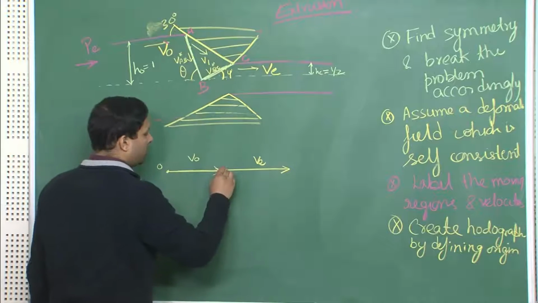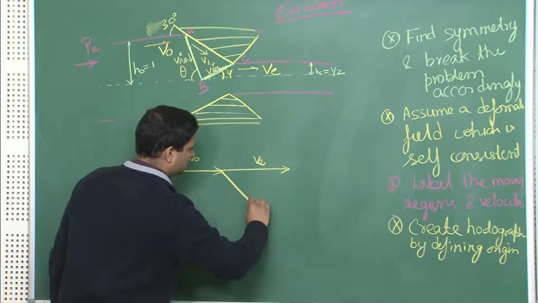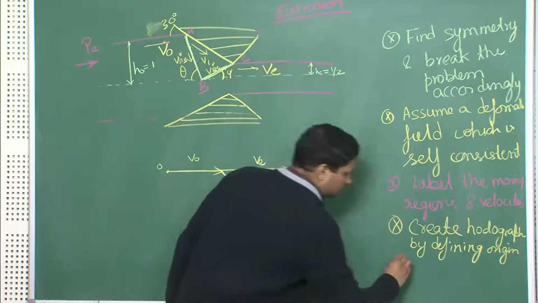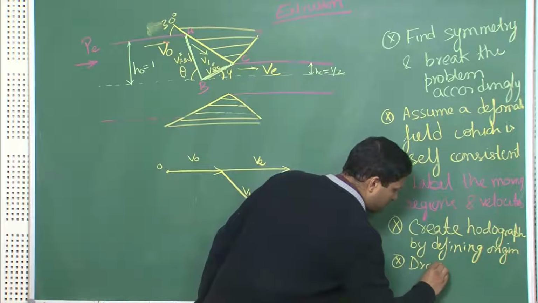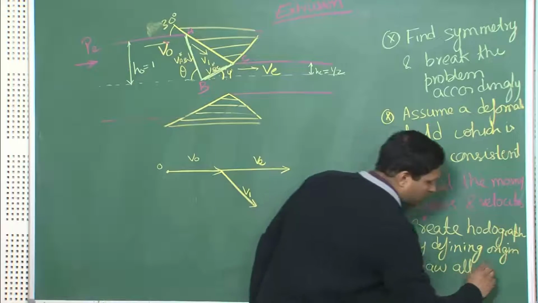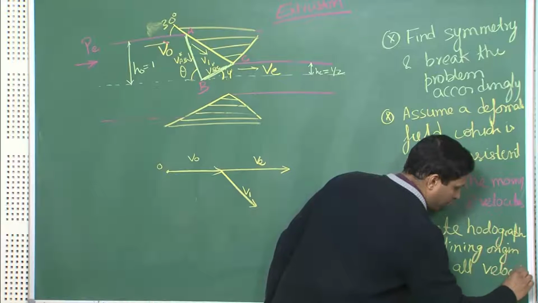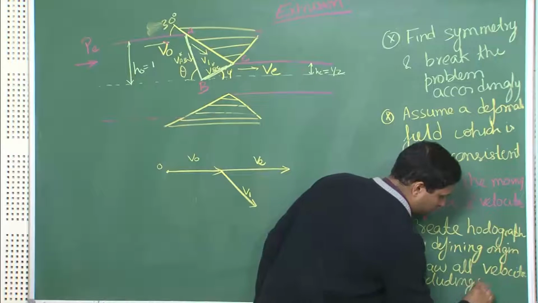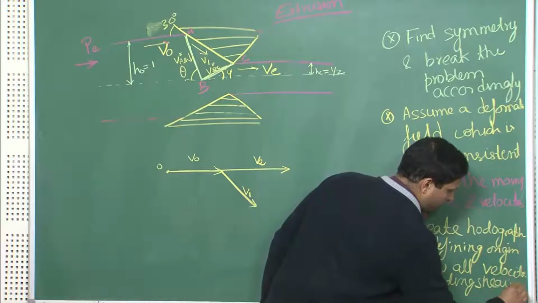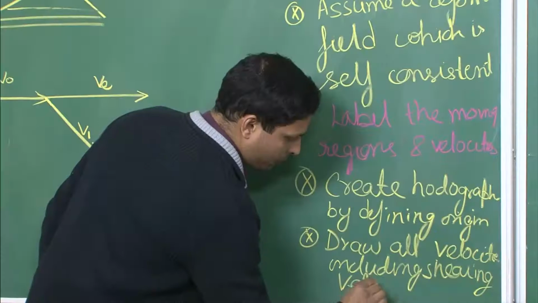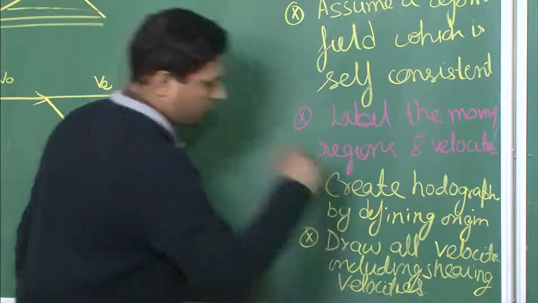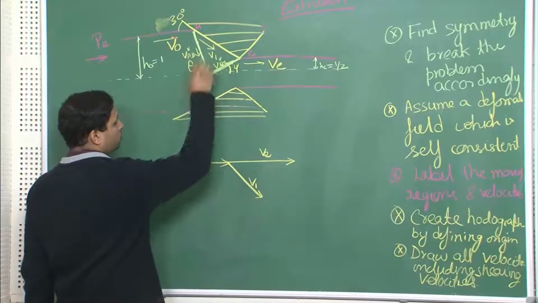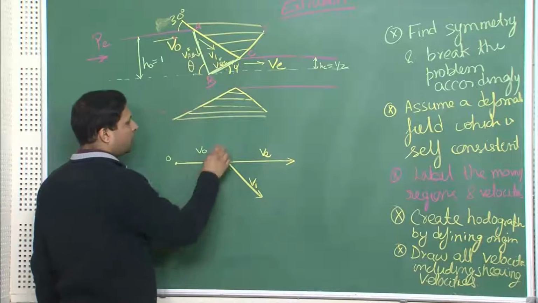So, how is V1 over here? V1 is like this. Then draw all the velocities, including the shearing velocities. So, what we have done here is V1, which was the moving element, V0, which is the starting element, and this is Ve.